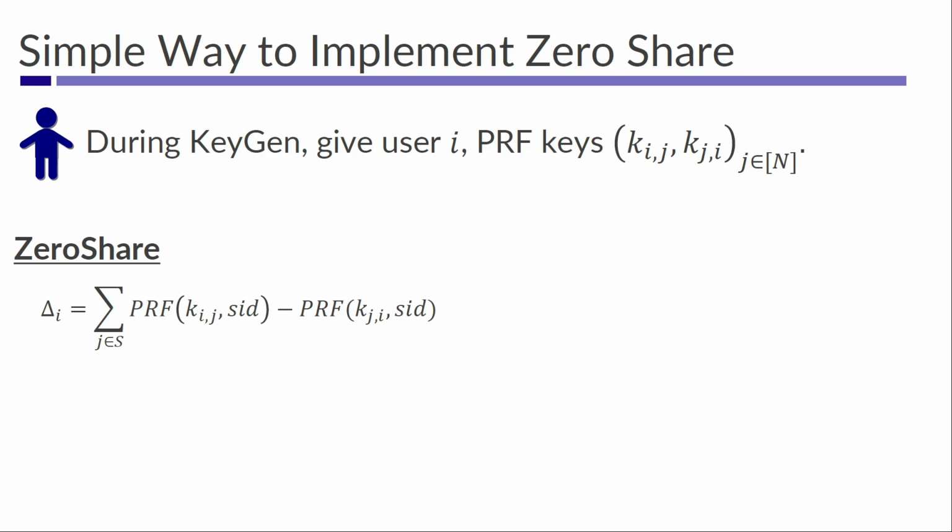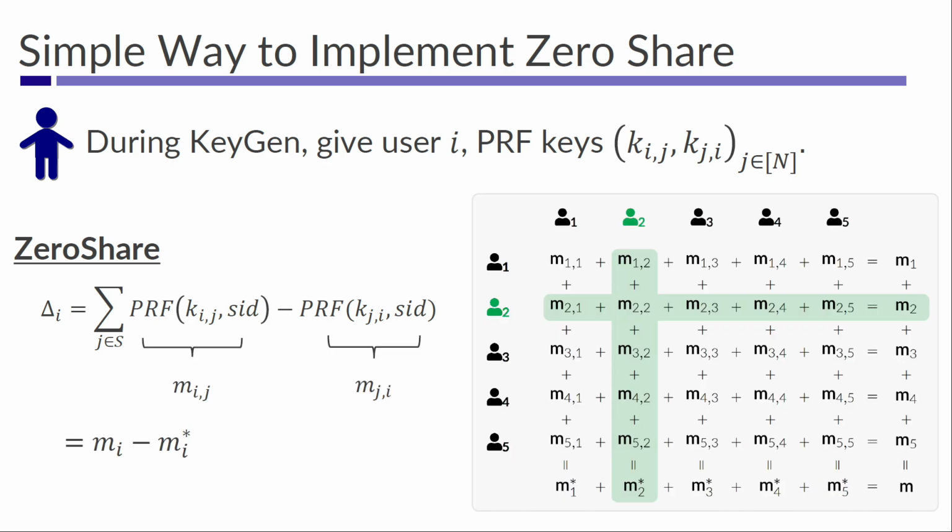And finally, let me explain how to do the zero share. It's very easy. During key generation, we assume that each user shares a pairwise PRF key. In this user 2 example, user 2 will use its PRF key to create these individual masks by PRF evaluation. The row mask and the column mask will be this Mi minus Mi star. As you can see, if you add all the masks of the column and the row, they're going to be the same. So obviously, when you add up these zero shares, it's going to be 0. It's that easy.